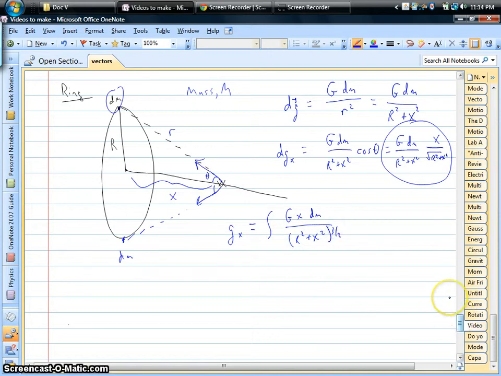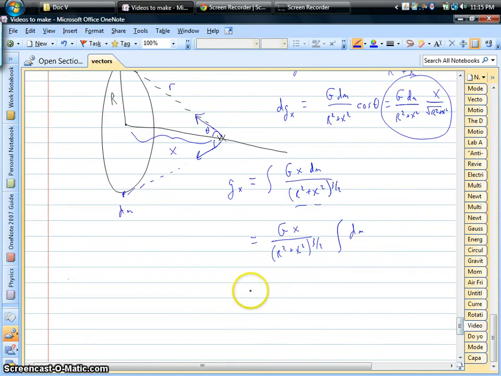Now what's cool about a ring is that every point on the ring is the same distance and the same angle from the point on this axis that goes through the center. So really, x is a constant, r is a constant, big G is a constant. So this integral actually turns out to be not so bad. I can pull all these constants out. And what we're left with is just the integral of dm. That's just going to be the total mass.